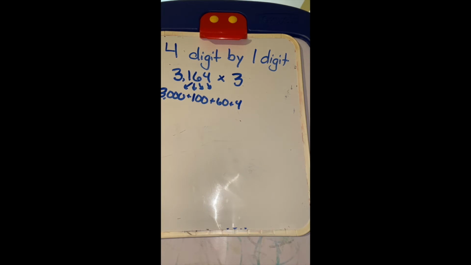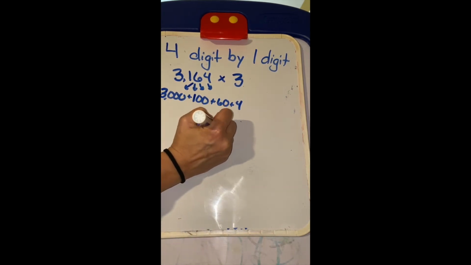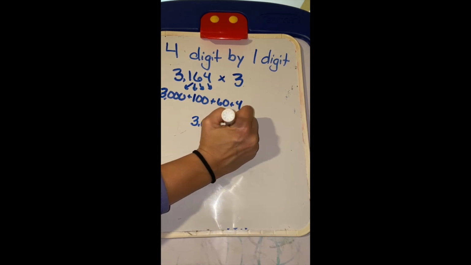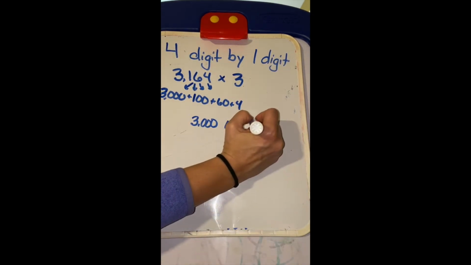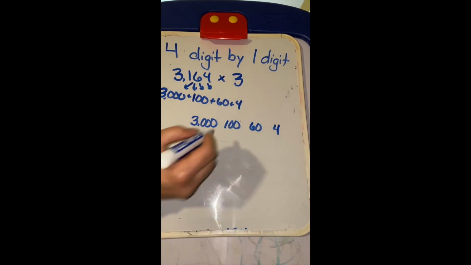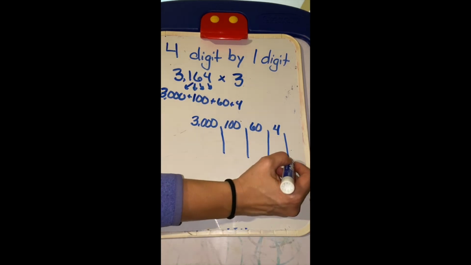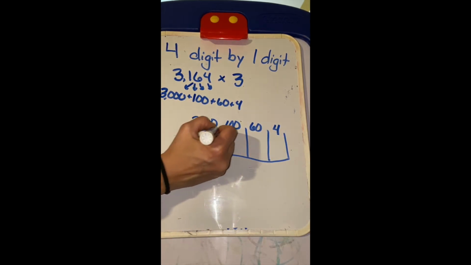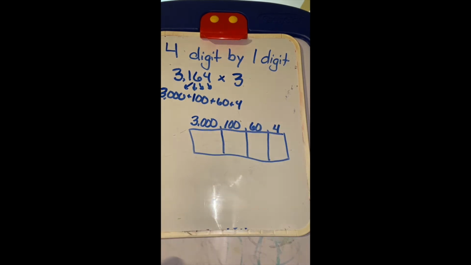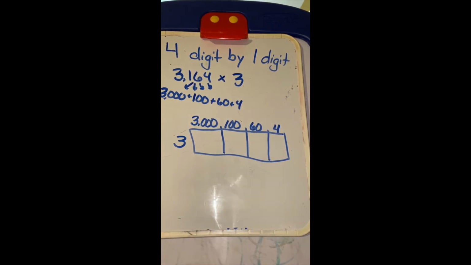So again, I'm going to put it in my area model. So I have 3,000, 100, 60, and 4. Make sure you break all those up into their own little boxes to complete your area model. Okay. Then we're still going to multiply all that by 3.